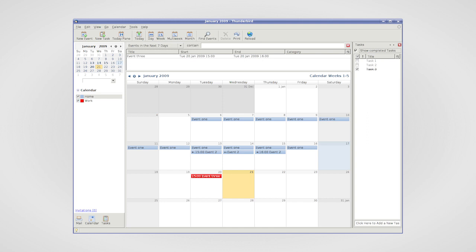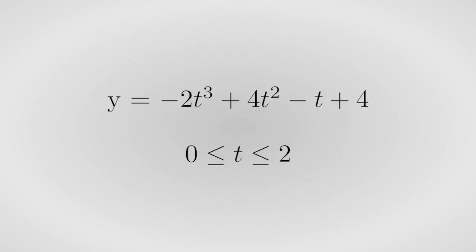Okay, it's 8 o'clock now, and it's probably a good time to plan out my day. It's better to have breaks between working sessions to maximize efficiency and to avoid getting tired. I find that my efficiency in completing tasks is related to how often I take a break through the equation y equals negative 2t cubed plus 4t squared minus t plus 4 for time t between 0 and 2. How often should I take a break to maximize efficiency?